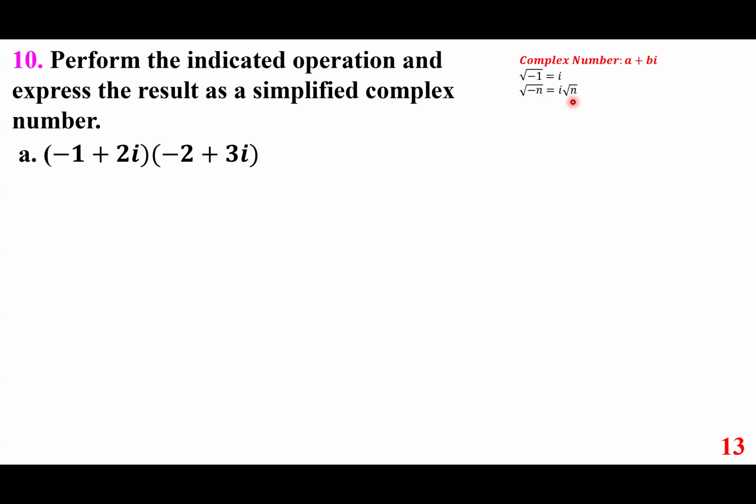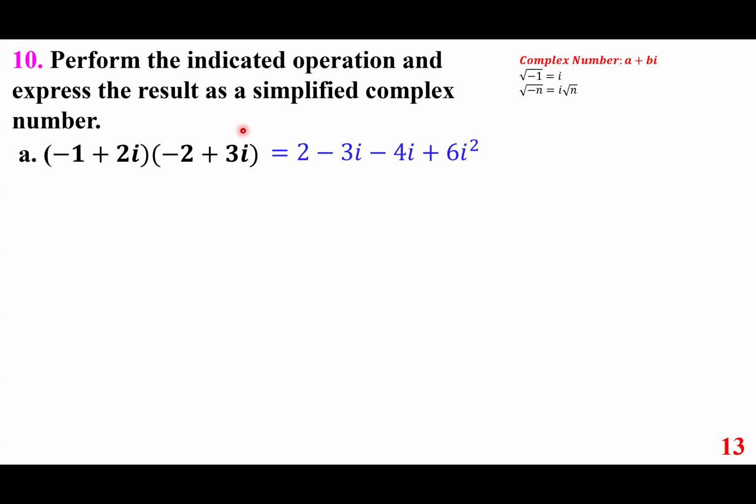Therefore, it's not a big deal. Let's multiply. Imagine this is x and do the FOILing. The product of these two is 2 minus 3i minus 4i plus 6i squared. So far, just like before.